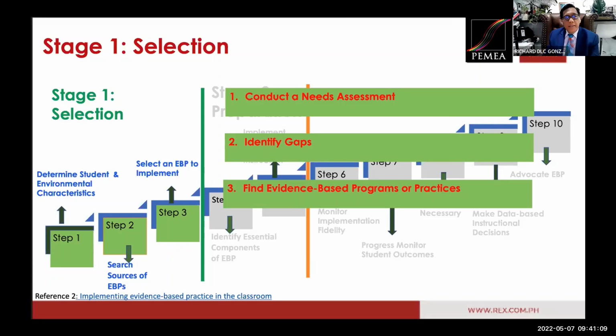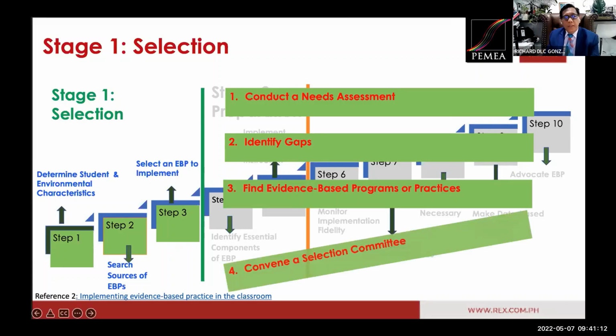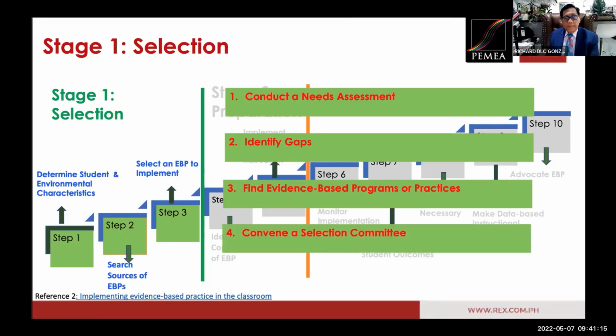To do this, it is important that you convene a selection committee. After you have identified the EBPs that may be applicable in your school, you have to select an EBP to implement. How do you do this? As a teacher or as a principal, you cannot do it individually. It's always a collaborative effort. So convene a selection committee, a review committee or a working committee, whatever you call it.